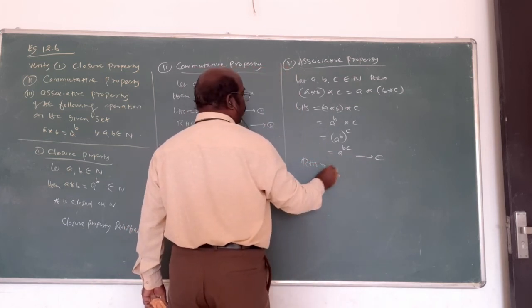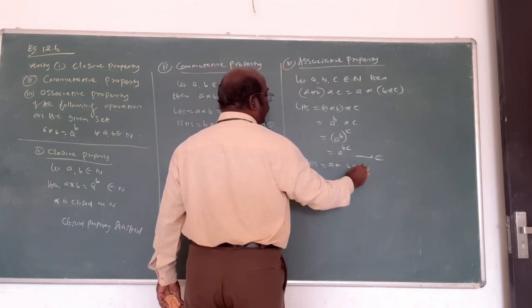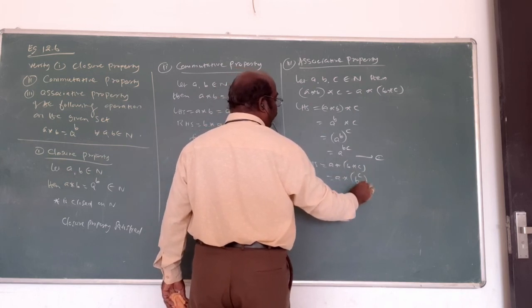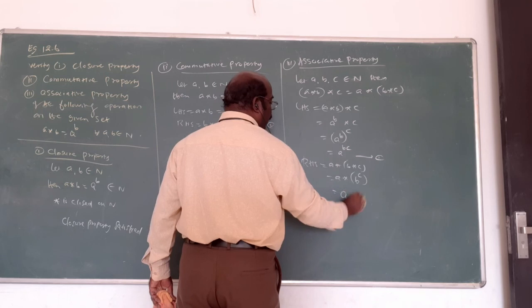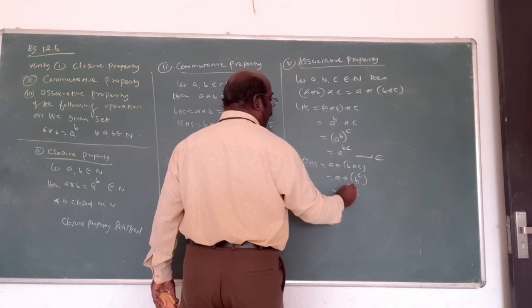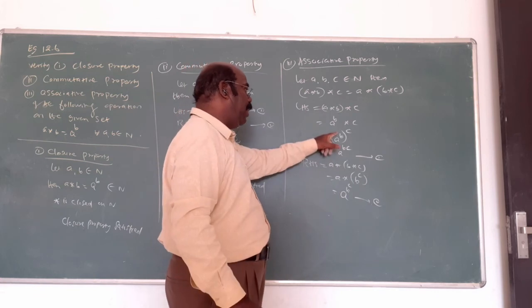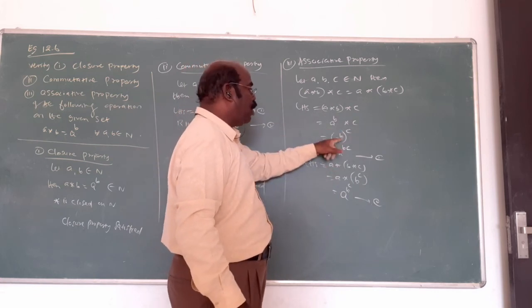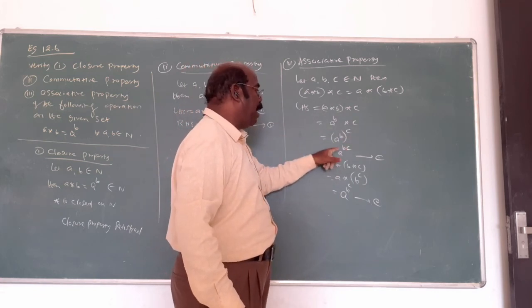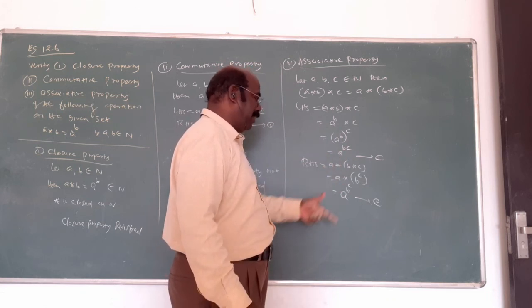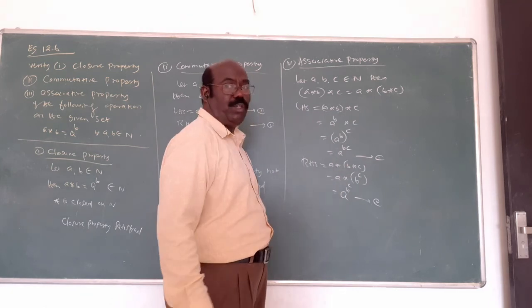The RHS is A star (B star C). B star C is B power C. Again, this one is A power (B power C). Actually, in the LHS, A power B whole power C, the powers will be multiplied, giving A power BC. But here it is A power (B power C), so it is not possible to multiply.